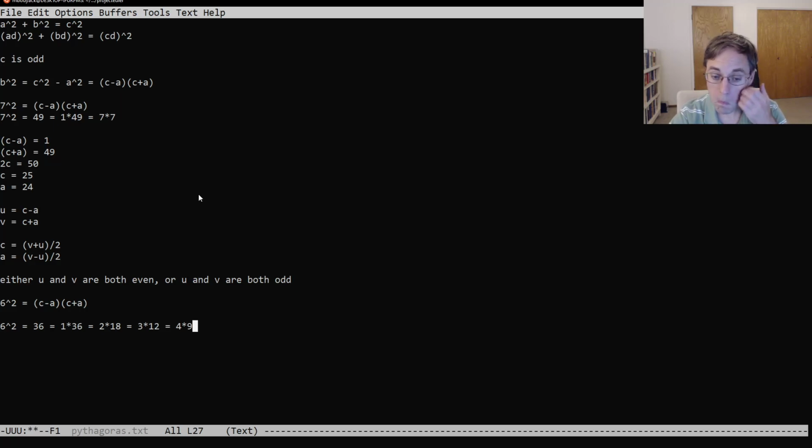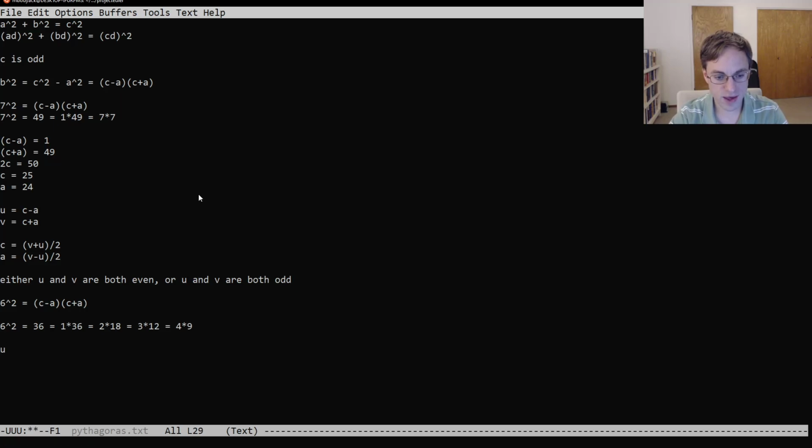But then as we look at these other factorings, we notice that for almost all of them, one of the 2 factors is even and the other is odd. But we already concluded up here that they have to be either both even or both odd. And so in particular, we see that 2 times 18 is the only factor pair that doesn't violate that requirement.